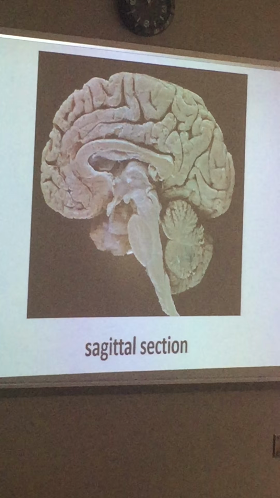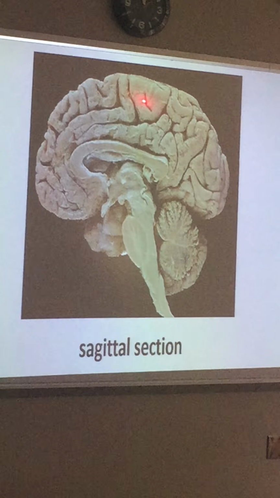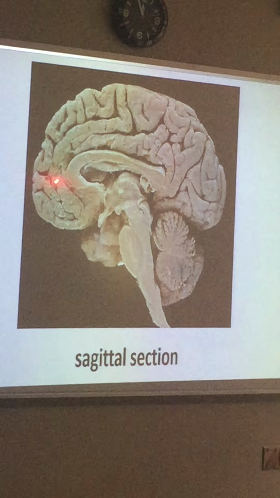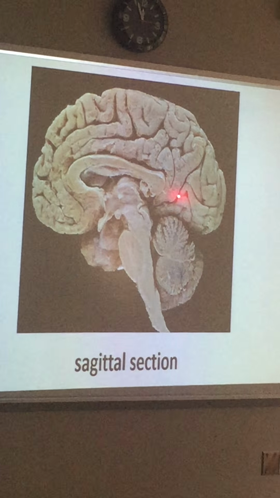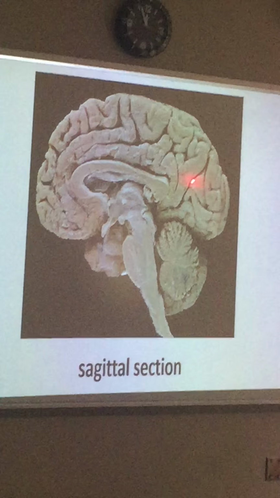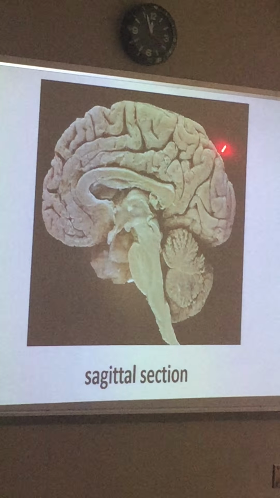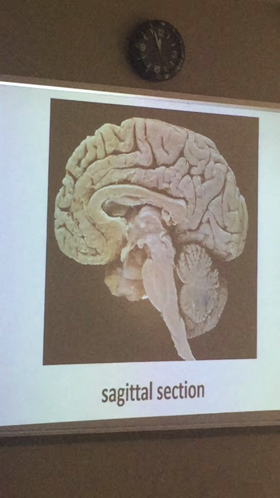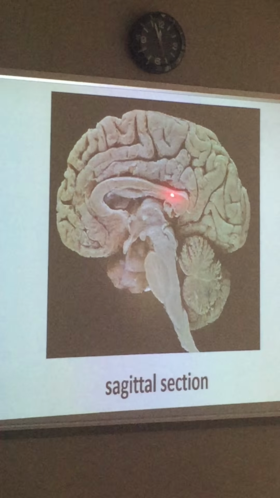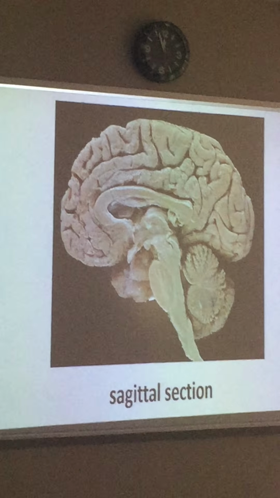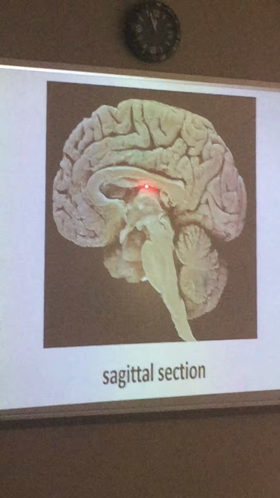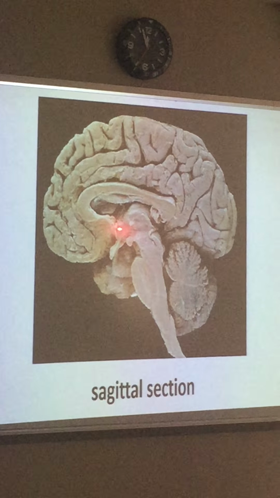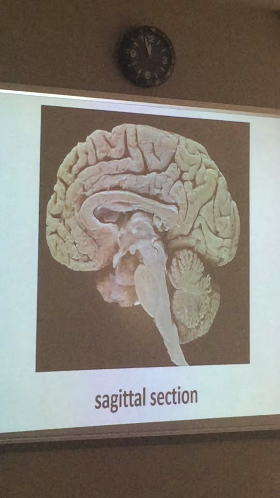Sagittal section. Here's the central sulcus along there, so this is frontal. What's that groove? You couldn't see it from the outside. Parieto-occipital sulcus, real good. This is the corpus callosum. This oval, thalamus. This little triangle below it is the hypothalamus.